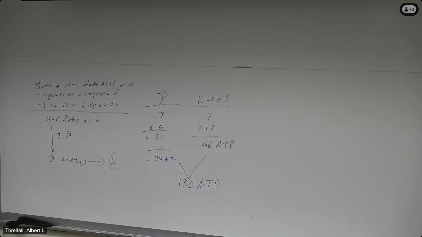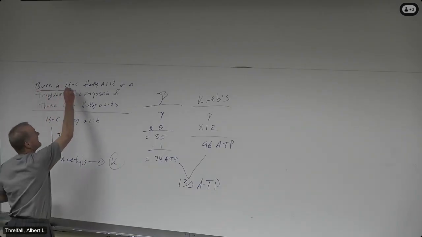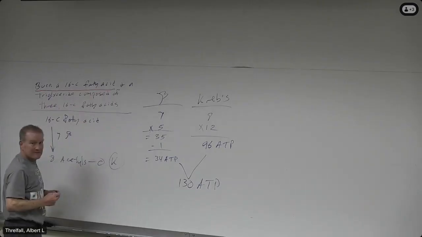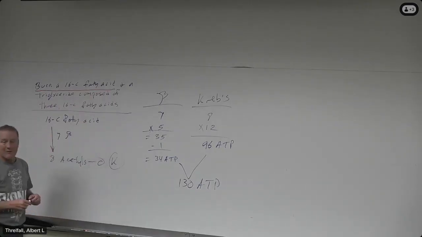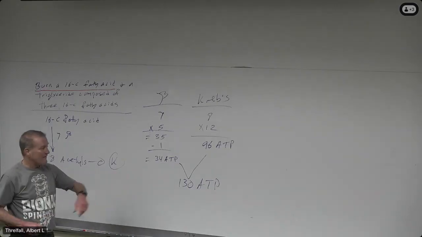All right. So that's our 16 carbon fatty acid. So now we're burning a triglyceride composed of 16 carbon fatty acids. So what's the first thing we need to do? Don't worry about glycerol. The first thing we need to do, we need to multiply it times 3. So this is 1 fatty acid.